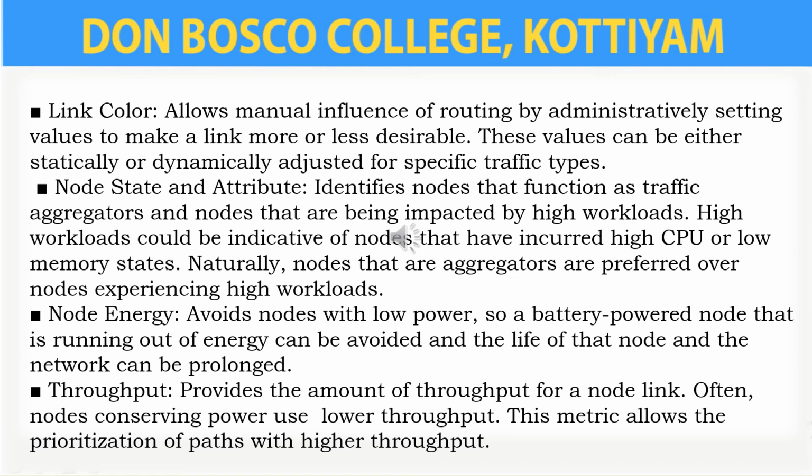Next is node energy. It avoids nodes with low power. So a battery powered node that is running out of energy can be avoided, and the life of that node and the network can be prolonged. Next is throughput. It provides the amount of throughput for a node link.